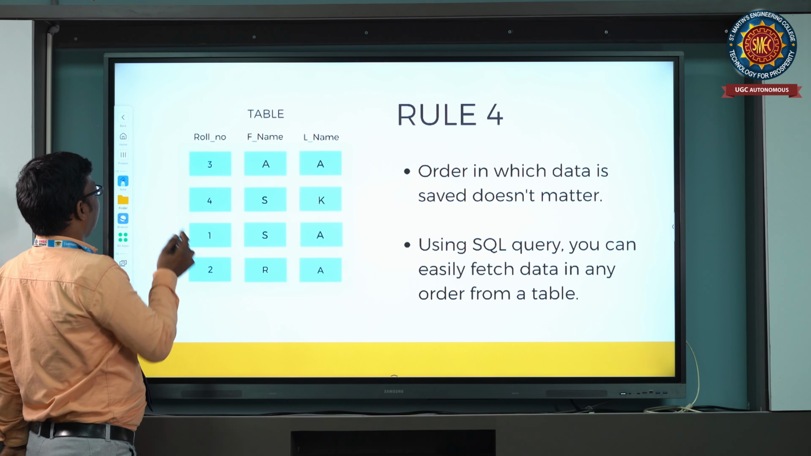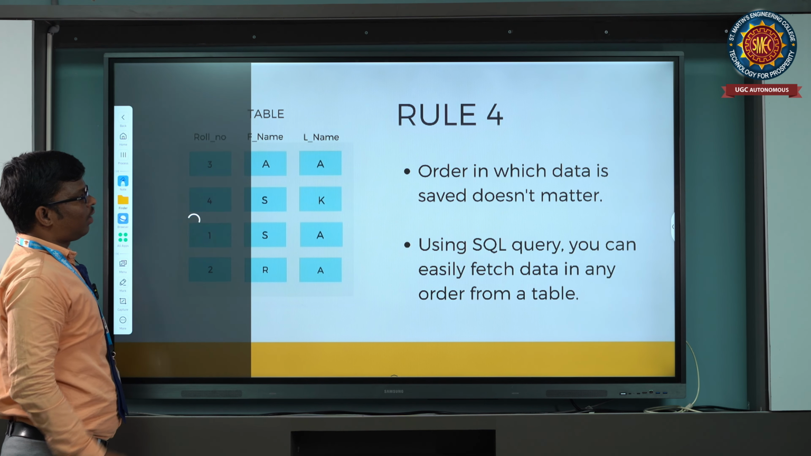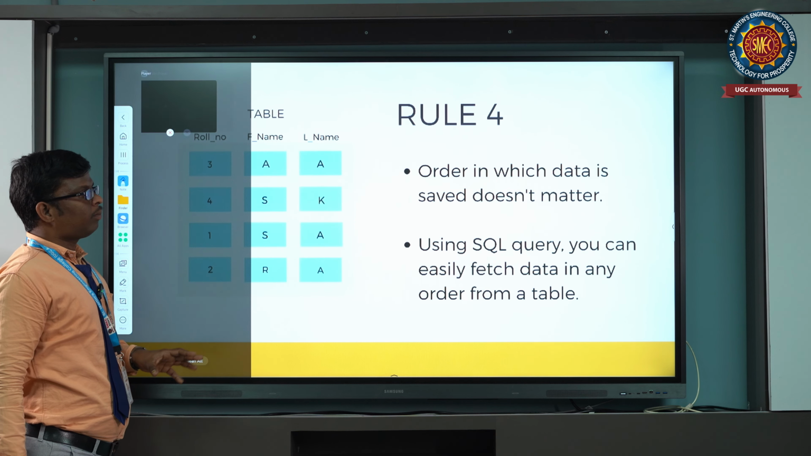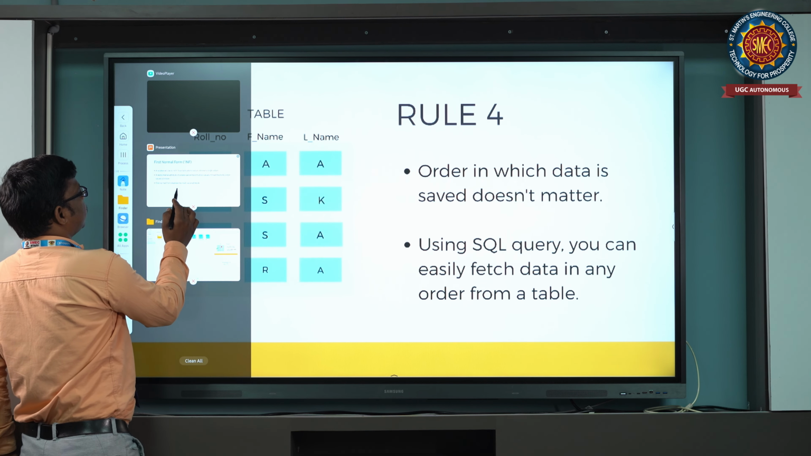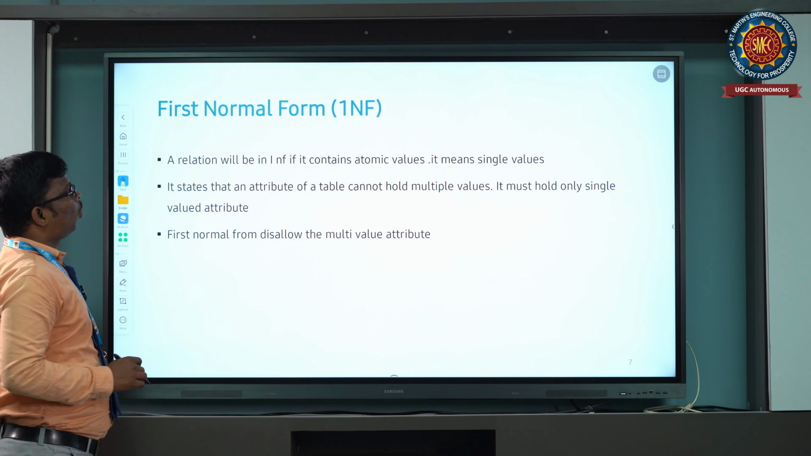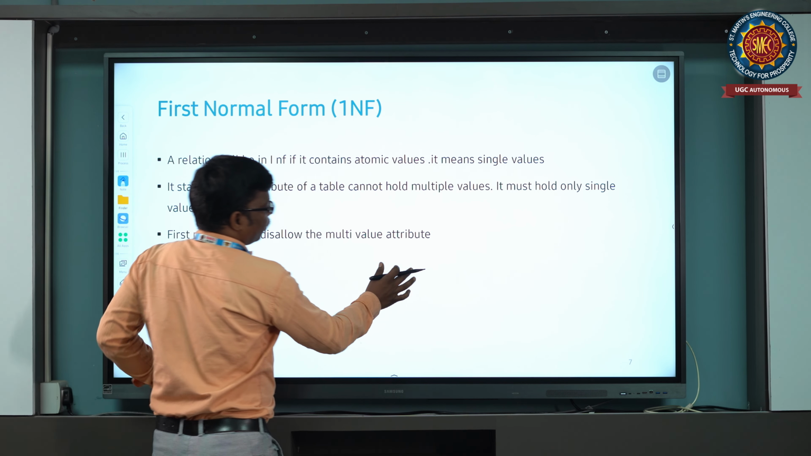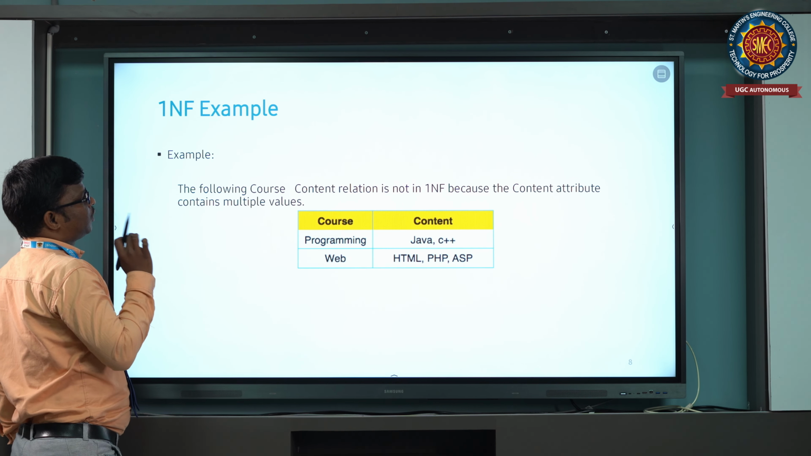Okay, now next we can go to second normal form. So this is the first normal form. You must remember the 4 rules. So I will show another example of first normal form, then you can clearly understand what first normal form is.